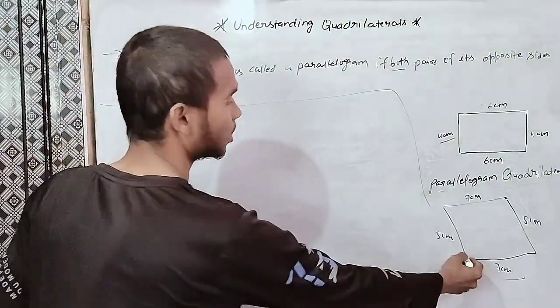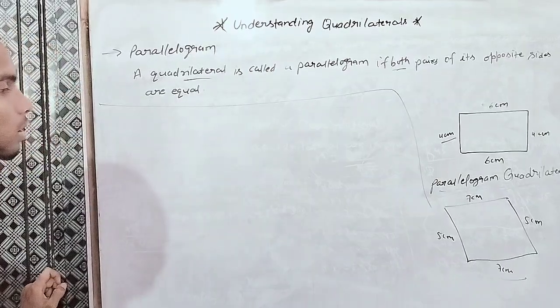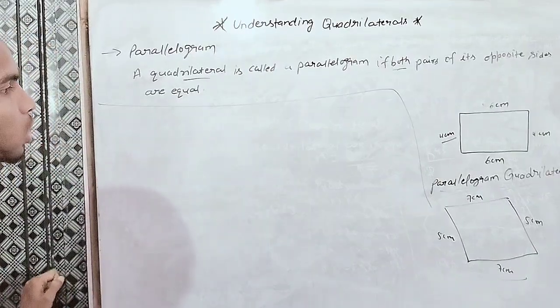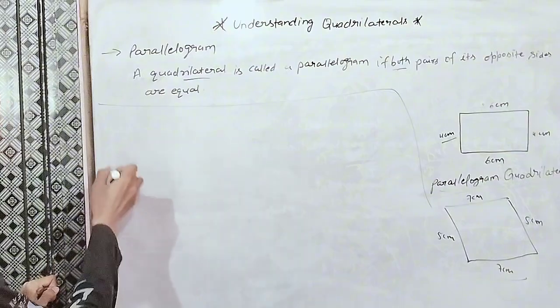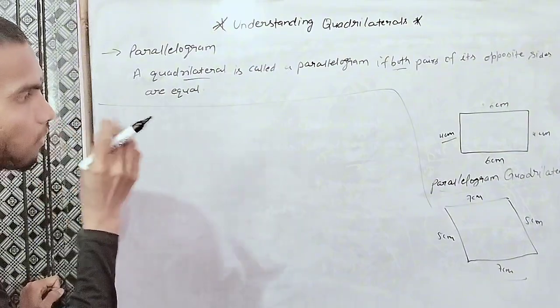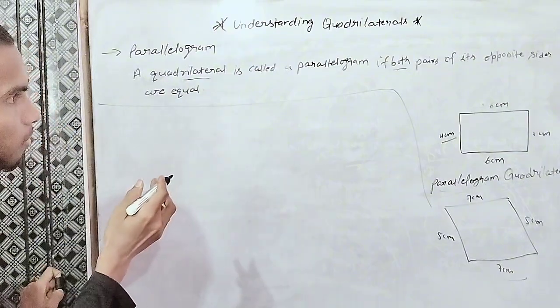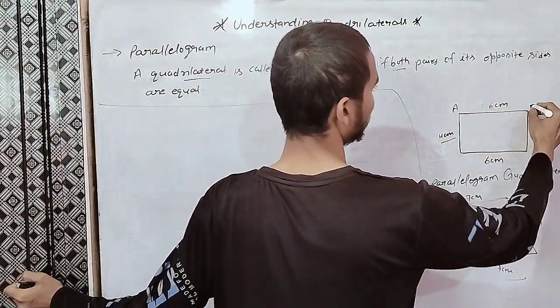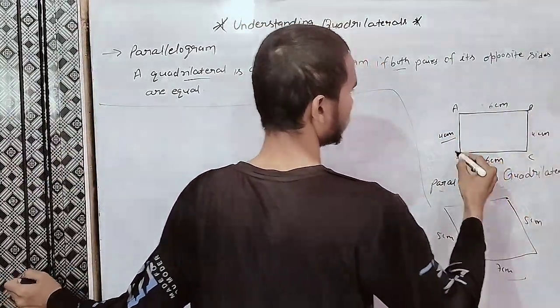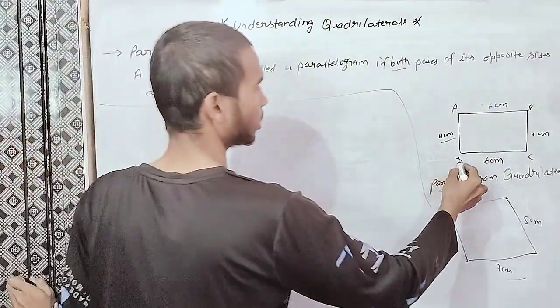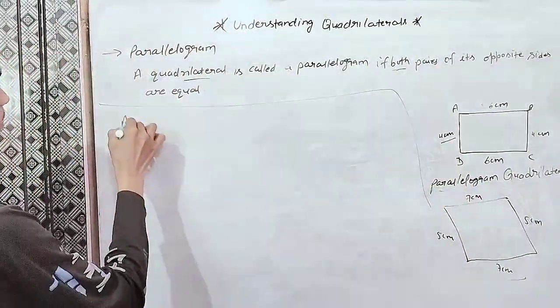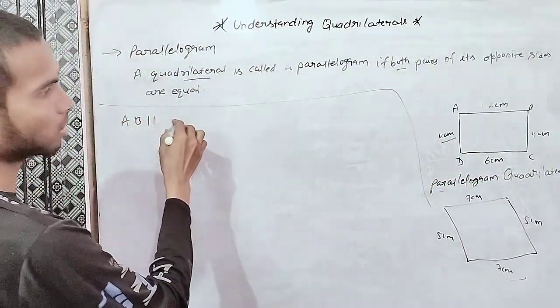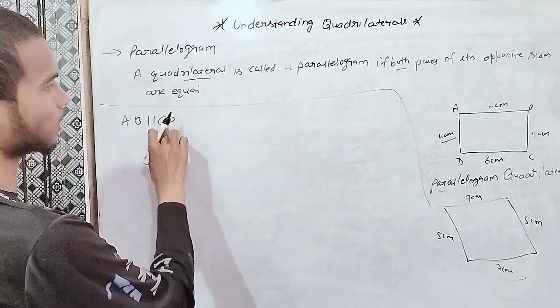This diagram is also called a parallelogram quadrilateral. Now it's your time to break it down. If we have this type of parallelogram, let's name it ABCD. We have AB parallel to CD.